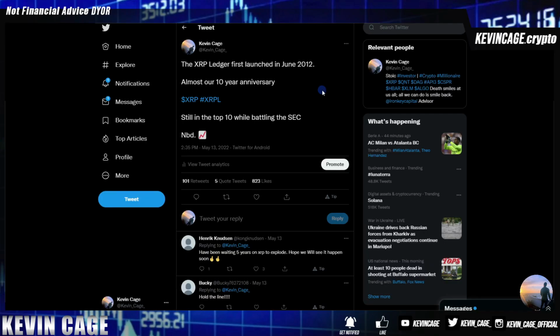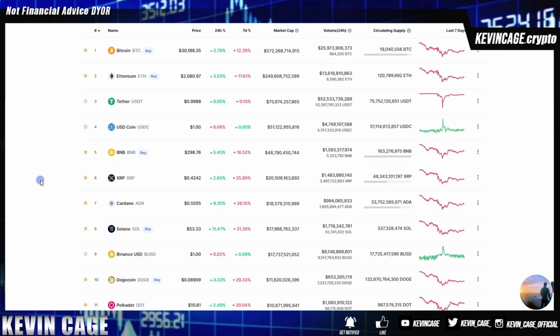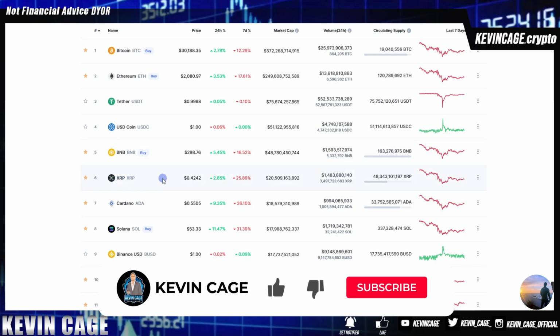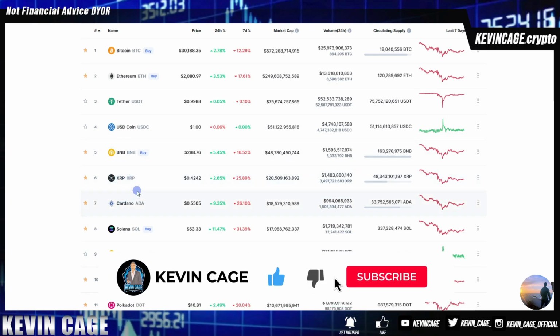And last but not least, just wanted to share that the XRP Ledger launched in June of 2012. It has almost been our 10-year anniversary, so coming up in just a few weeks, the XRP and XRP Ledger is 10 years old. 10 years later, still has liquidity. ODL is growing. And they're battling the SEC. And while everybody hates XRP, it is still ranked number 6, getting sued by the SEC, getting delisted from a variety of exchanges. And it's the black sheep of crypto that nobody wants you to own. You can make your own decision. Yes, I hold it for a reason.